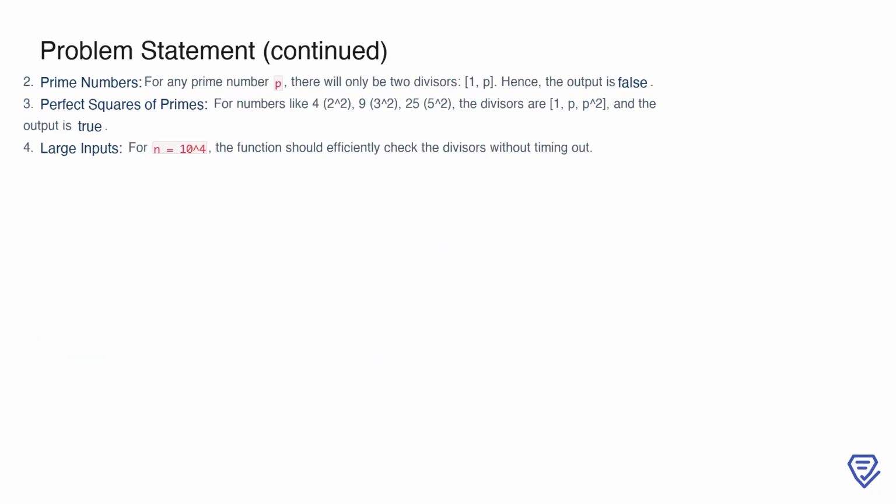Some important edge cases to consider include the smallest input, n equals 1, which has only one divisor, 1, so the output is false. For any prime number p, the divisors are 1, p, meaning there are only 2 divisors, so the output is also false. On the other hand, perfect squares of prime numbers, like 4, 2², 9, 3², or 25, 5², have exactly 3 divisors, 1, p, p², so the output is true. Finally, for large inputs up to n equals 10,000, the solution must efficiently compute the divisors without exceeding time limits. These edge cases and constraints guide us toward writing a robust and optimized solution.